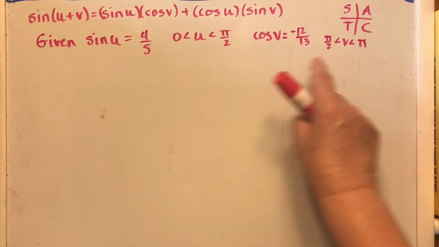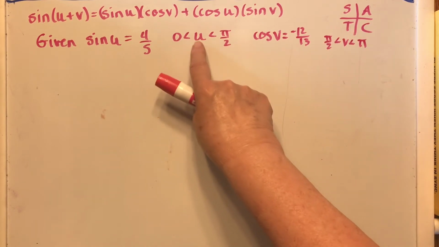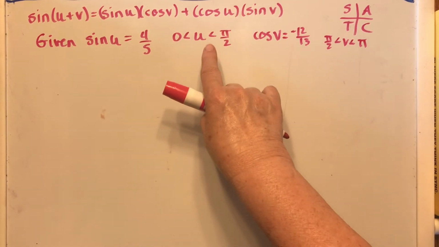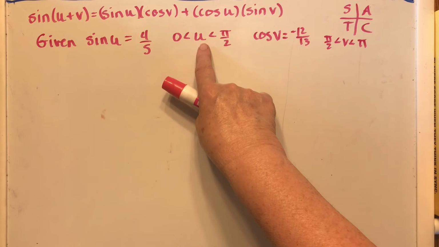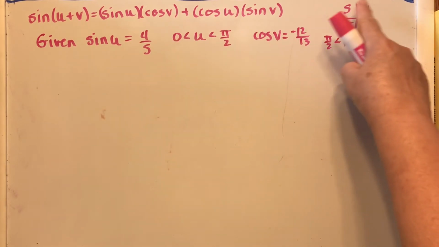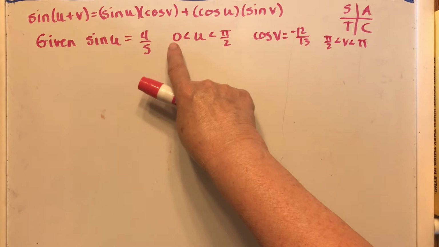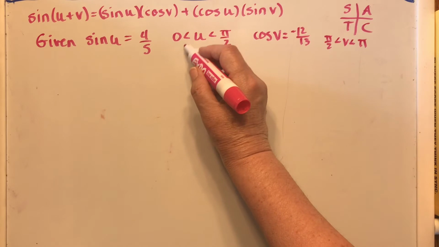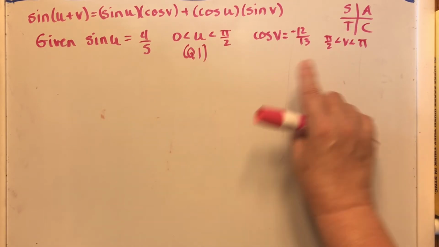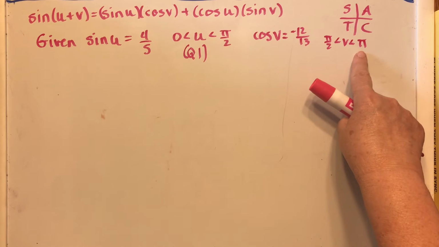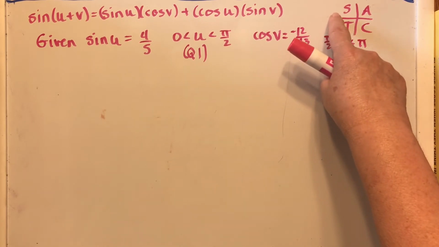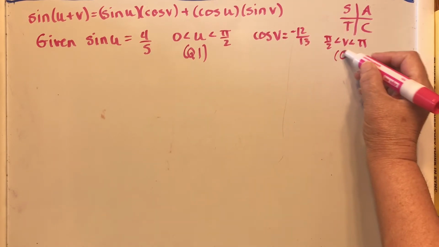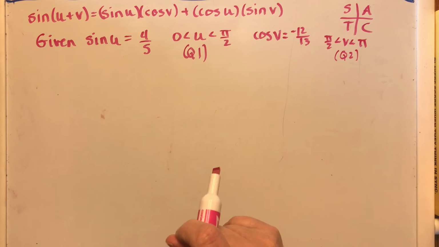What is all this business here that they're giving us? This little domain, u is between 0 and pi over 2. That is simply telling us the quadrant that we will find angle u in. So here's our quadrants, just as a little reminder. So if u is between 0 and pi over 2, well, that means that u is in quadrant 1. v is between pi over 2 and pi. Well, pi over 2 is up here, pi is over here. So if v is between pi over 2 and pi, that means v is going to be in quadrant 2. And that's going to be necessary to know in just a minute.